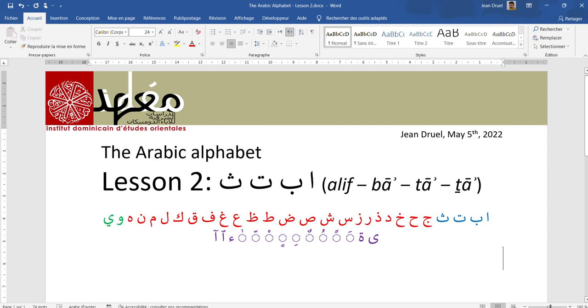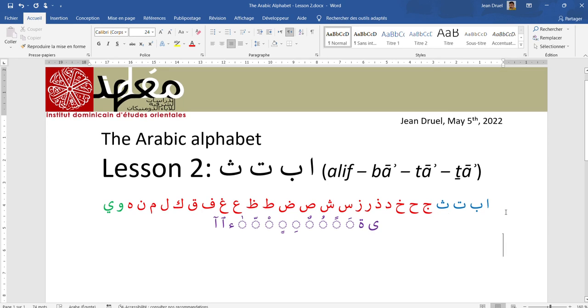The first one is a long vowel. We saw it in lesson 1. It's a. The second one is a b, ba. Third one is a T, ta, and this one is a th, as in 3, tha.